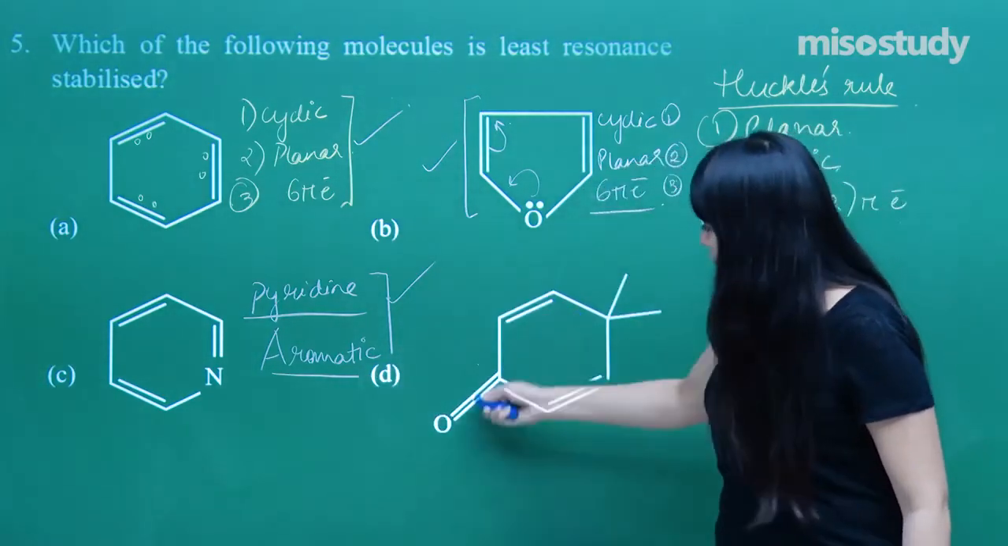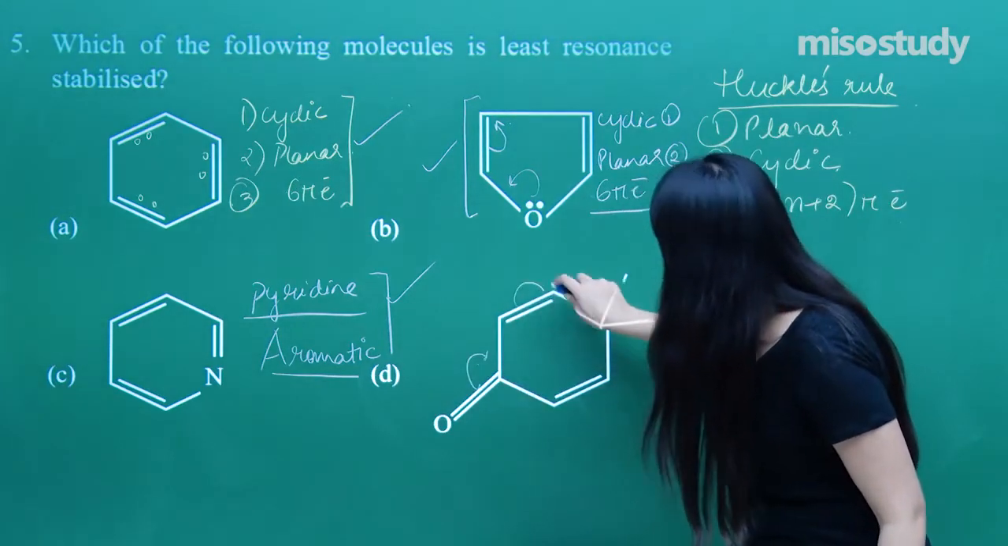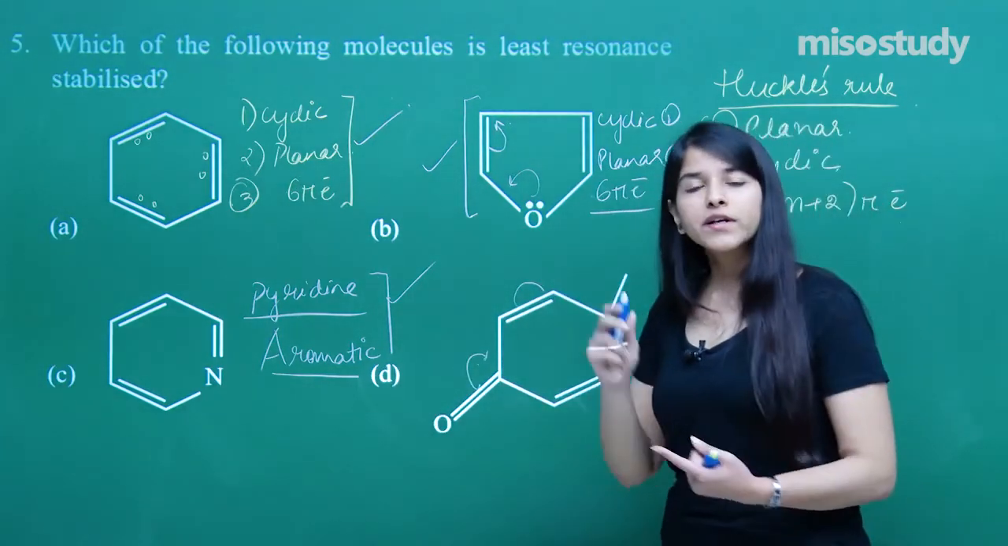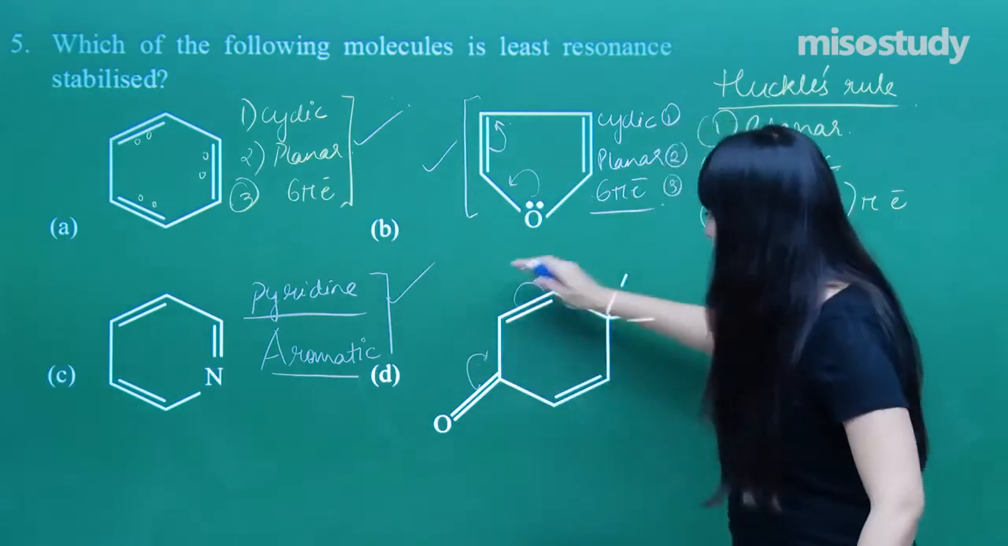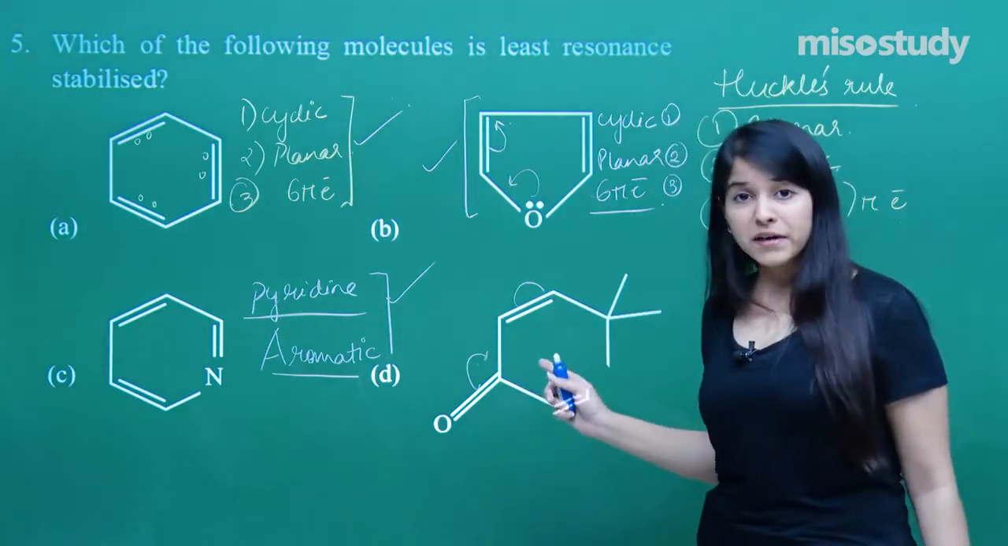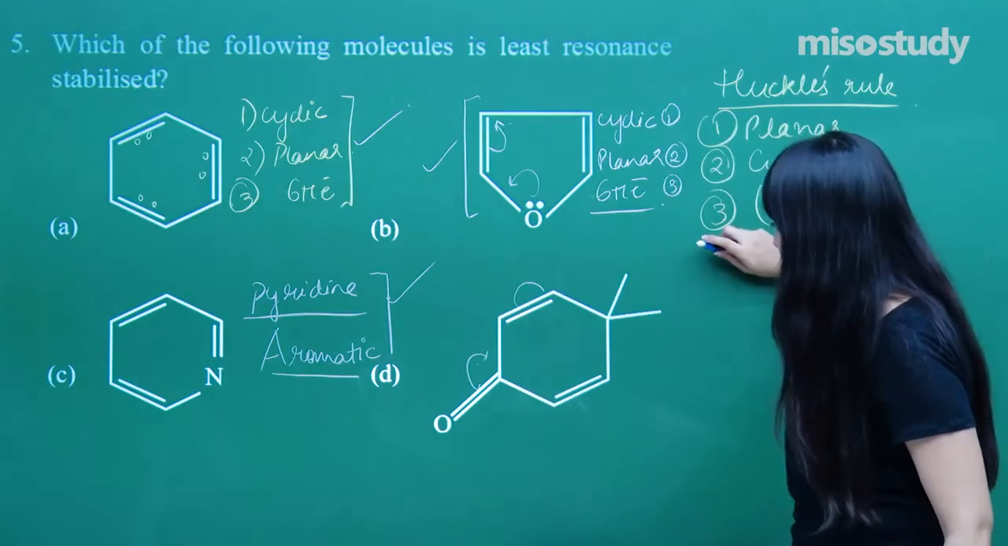I have got 6 pi electrons, so this must be involved in the resonance. But what is the thing over here? Although it is cyclic, it is not planar. Look very carefully over here.